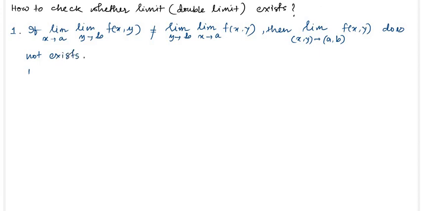But remember, in this case the converse is not true. The converse is not true means if the repeated limits are equal, we cannot say anything about the double limit. That means if they are equal, then also the double limit may not exist, but we can surely say that if the repeated limits are not equal, then the double limit will not exist.